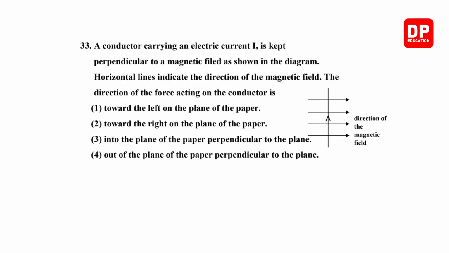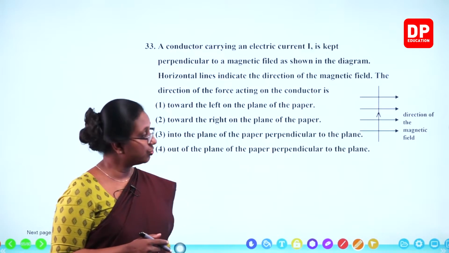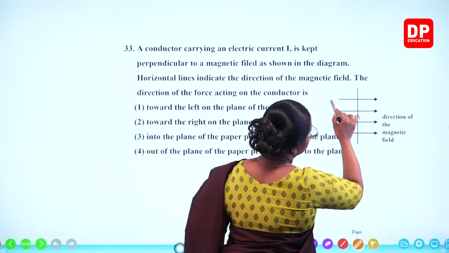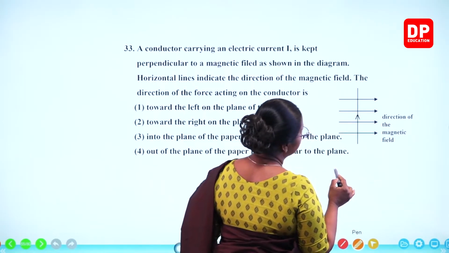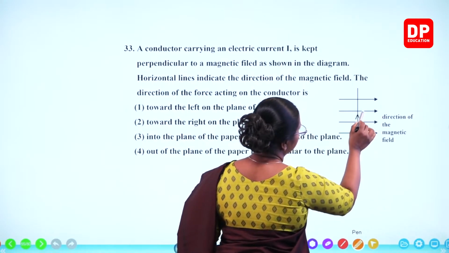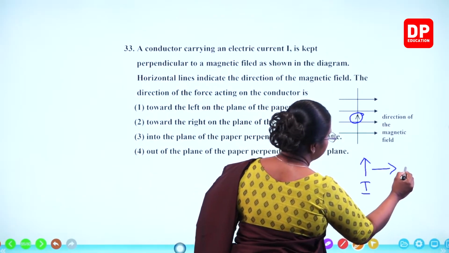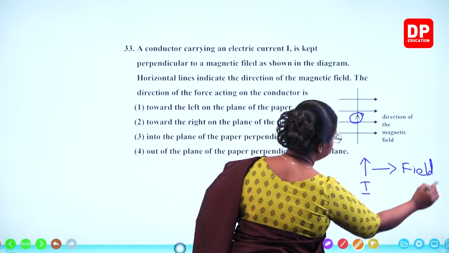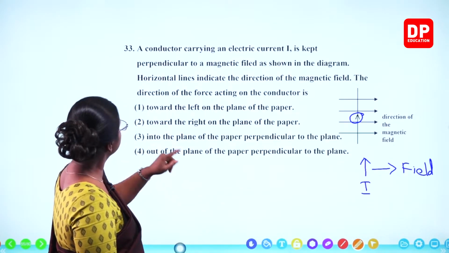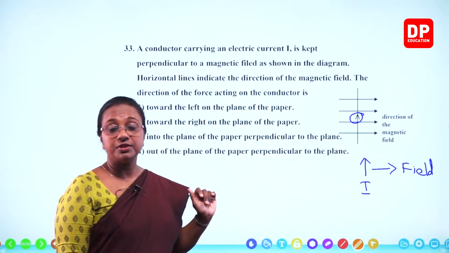33. A conductor carrying an electric current I is kept perpendicular to a magnetic field as shown in the diagram. So if you look at the diagram here, you can see the direction of the magnetic field is shown by the arrow. That is the conductor. And here you can see the direction of the current flow. Current is this way. And the magnetic field is that way. Horizontal lines indicate the direction of the magnetic field. The direction of the force acting on the conductor is... They want you to find the direction of the force.